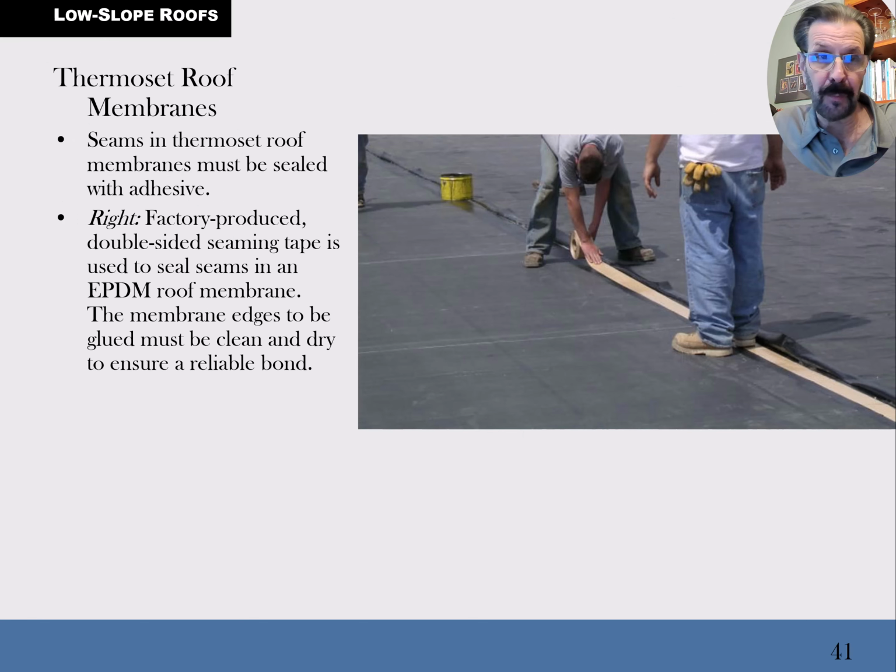In thermoset materials, here it's kind of an old-fashioned technique. They're actually taping the joints down after they put the glue in place. I don't see that happening anymore. What happens nowadays with the glue is they put the glue down and roll it out.